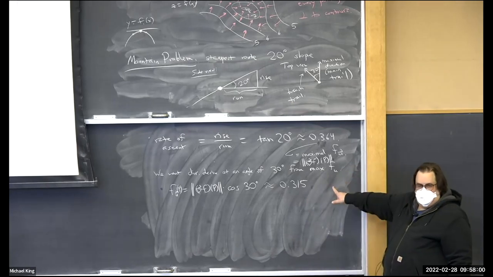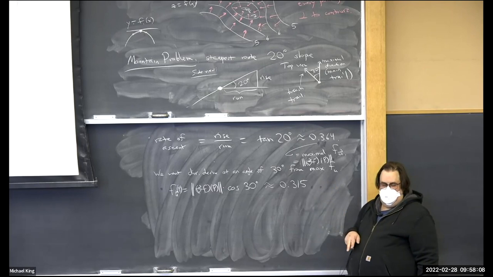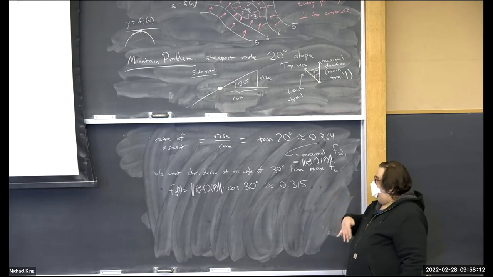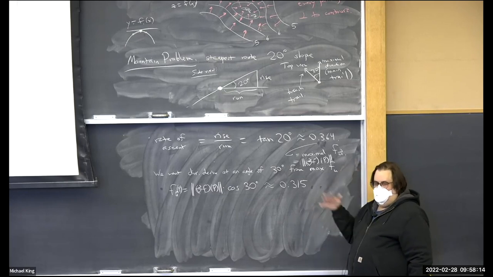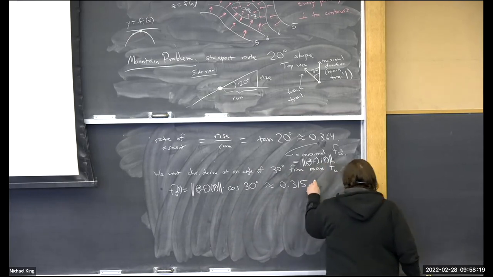That is now the slope. But the problem asks you for the angle of ascent. So how am I going to go from slope back to angle? Now it's arctan, right? Because we went from angle to slope with tangent, we go from slope back to angle with arctan. So that's the slope of the branch path.